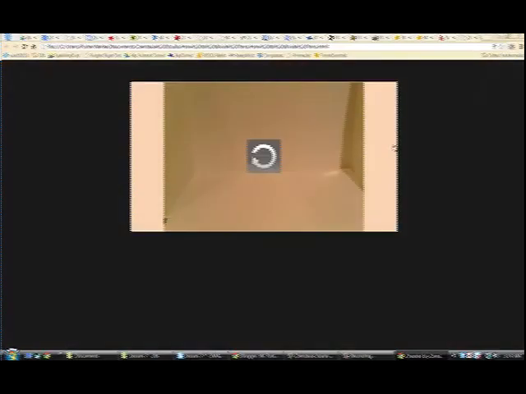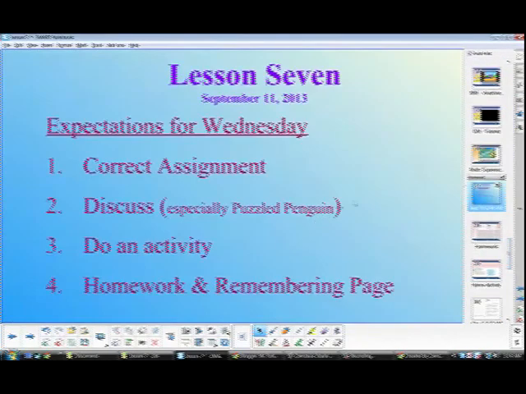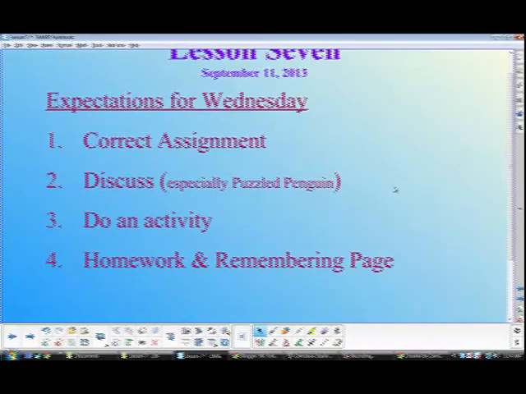And there's no ending to that, so now we can go back and see the rest of our assignment. We're going to go to the very bottom. What to expect tomorrow. First of all, we're going to come in and we're going to correct those 10 questions that are going to be written in your notebook, your green notebook, and that's our homework notebook. We're going to discuss especially the problem with Puzzled Penguin, whether he got it correct or not. After which we'll do an activity, and then we're going to do a homework and remembering page, and I'm going to show you that right now.